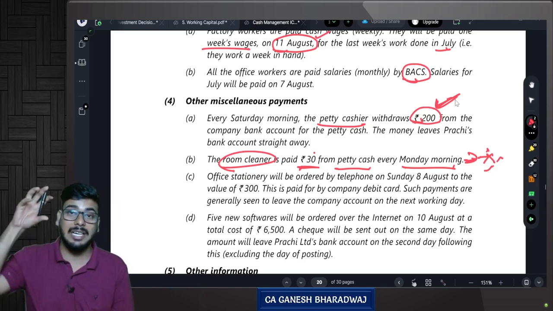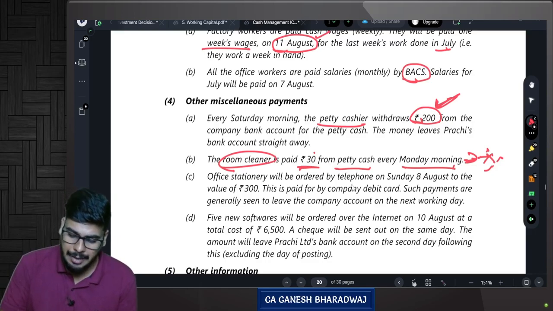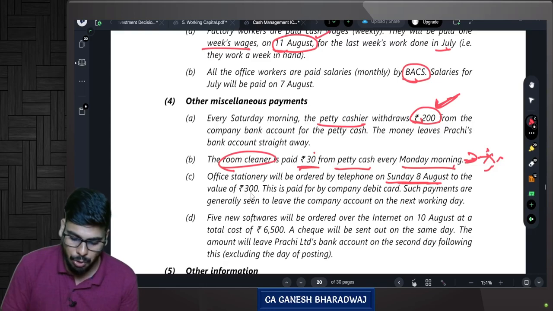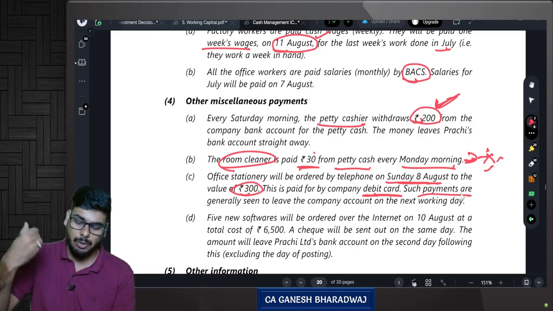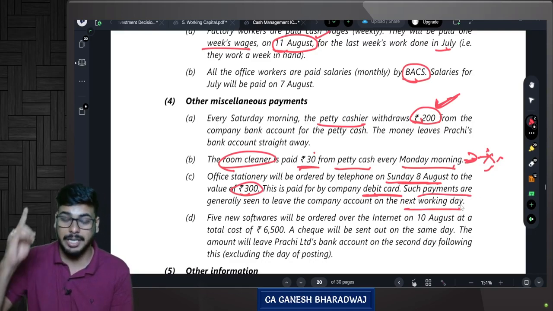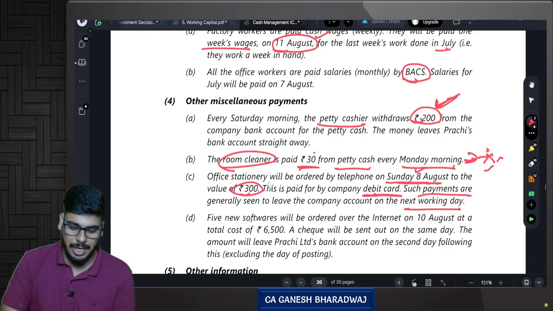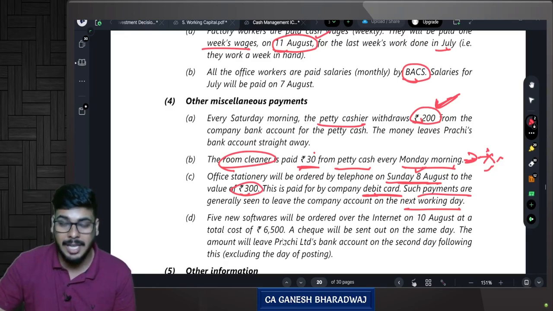We are calculating the cleared funds forecast. Are you clear with this? Yes. Next, stationery will be ordered by telephone on Sunday, 8th August, to the value of 300 rupees. This is paid for by the company using their debit card, and such payments are generally seen to leave the company account the next working day. So on 8th August, I made a purchase of stationery to the extent of 300, but when will it impact my bank account? 9th August only.